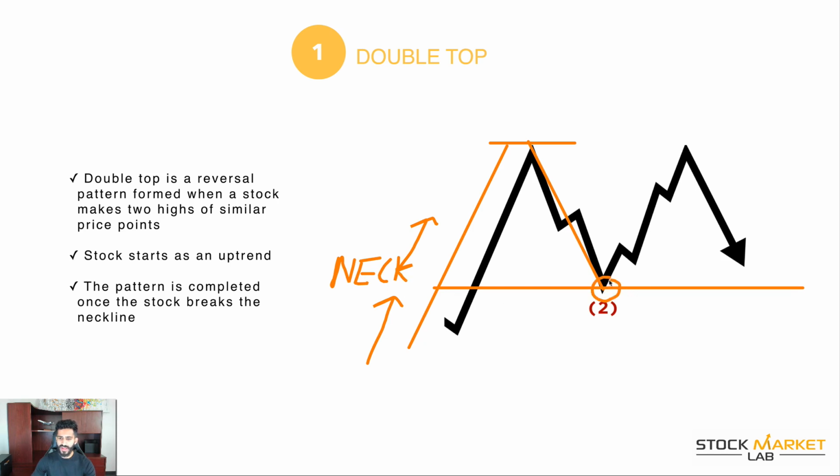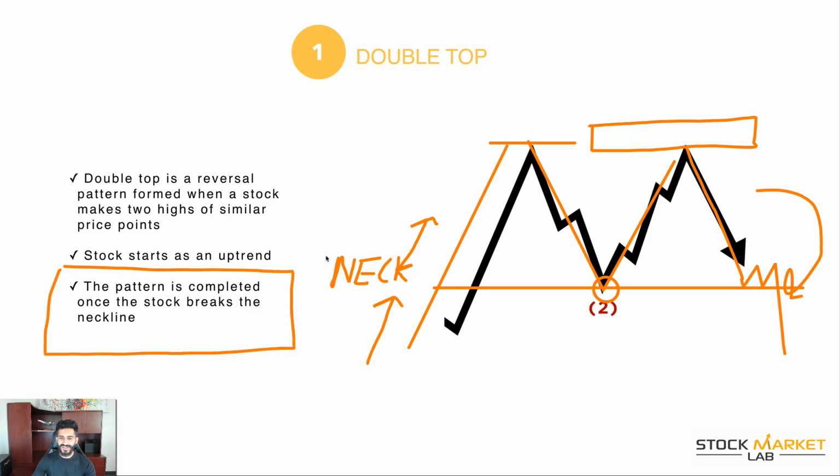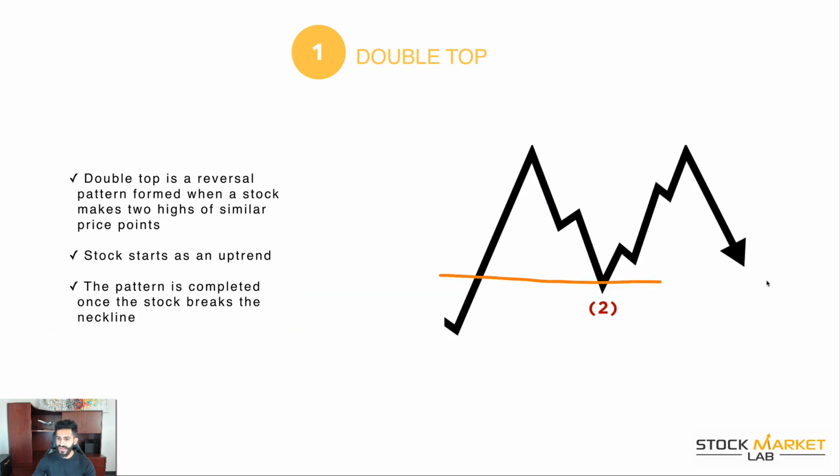Once it hits the neckline, the stock then goes back up and gets rejected around a similar point again. Once it comes down, if the stock can break the neckline, that is now considered a double top and you are looking to short the stock here. The pattern is completed once the stock breaks the neckline. Very important to keep this in mind. The pattern is not completed until it breaks this neckline. So let's go over some examples of the double top.